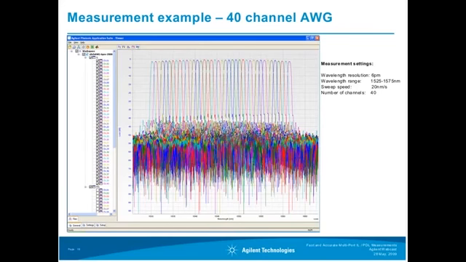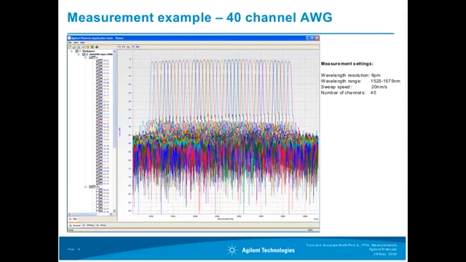This is an insertion loss result which has been obtained on a 40-channel AWG, and we see that these AWG channels have a noise floor, or side mode suppression, somewhere around 45 to 50 dB. All the results which are displayed here on this screen have been obtained in a single sweep, as we discussed before.